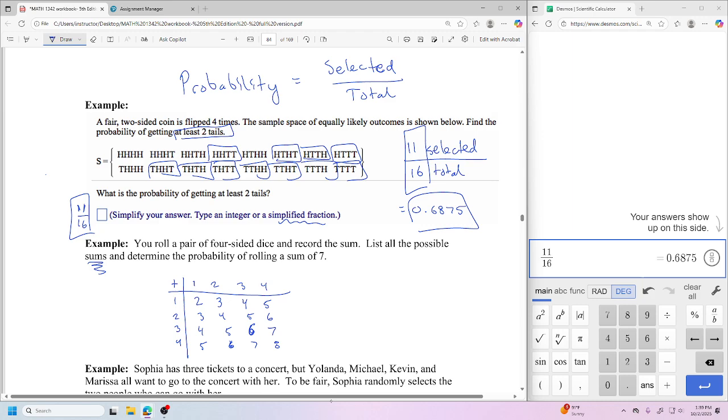Well, out of all these, out of this huge list, I want to do the selected over total. How many 7s do I got? 2. 2 selected. Out of how many total would I have right here on the inside?